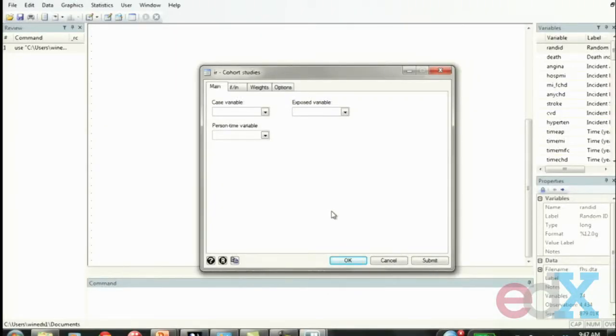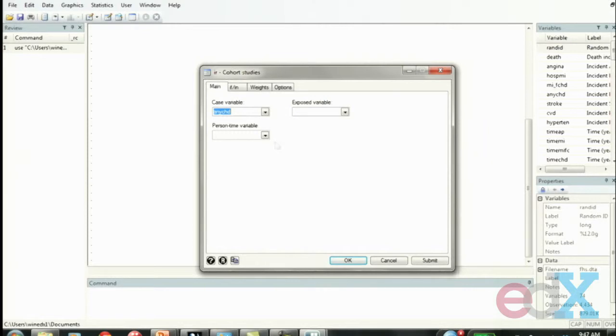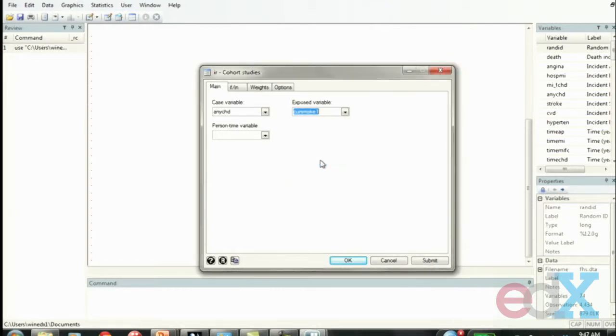This window should pop up, and first it asks us for our case variable. For this demo, we're interested in looking at CHD, so we're going to select the variable any CHD. Our exposed variable is going to be whether or not someone was a current smoker at baseline. So we're going to hit the down arrow and scroll down to cur smoke 1, which indicates someone's smoking status.